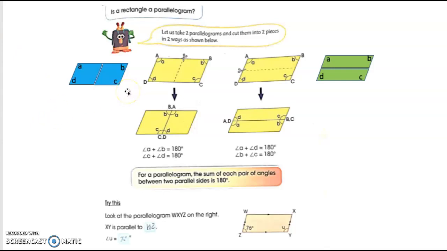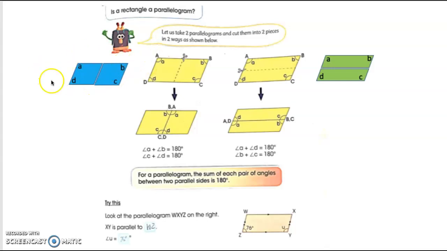Now, the next property that we will learn about parallelogram is about their angles between two parallel sides. See, this is a parallel side, and this side is parallel to this, and this side is parallel to BC. So AB and AD are two parallel sides joining at angle A. So this is the angle between two parallel sides. Now we are going to prove that the angles between two parallel sides add up to 180.